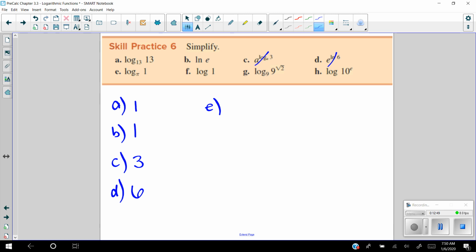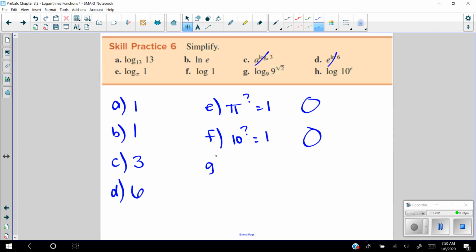For E, we have log base pi of 1. So the base is pi. Pi to what power is 1? Well, the power 0 is what yields a 1, right? Anything to the power of 0 is 1. F, log of 1. It's a common log because there's no base shown, so we assume it's 10. So this is 10 to what power is 1? Yep, 0 again.